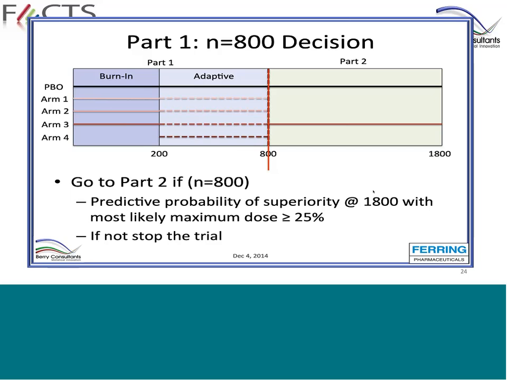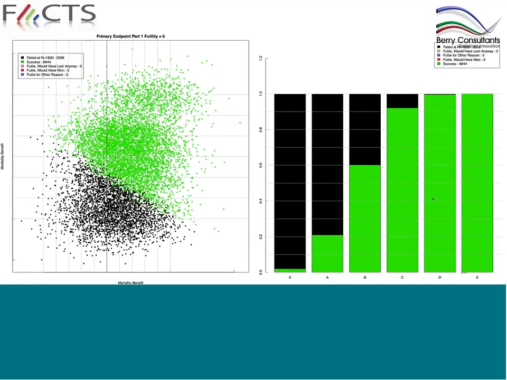We spent a lot of time with Ferring on the question of go-no-go. How do we make the go, no-go decision at 800 patients? And it's not about power necessarily. Power plays a role, but it's a development decision. So what we did is we presented the following plots.